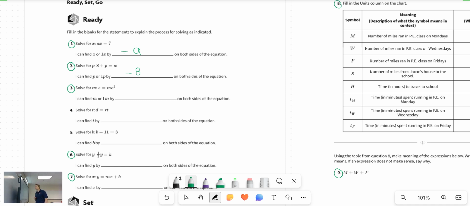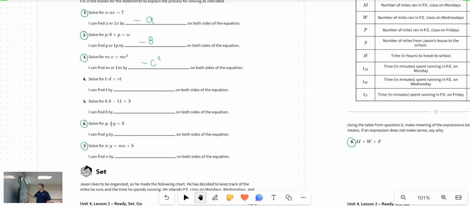Solve for m. E equals mc squared. Okay, so we can find m. So this is E equals m times c squared. To find just the m by itself, we would divide by c squared, right? Whatever c squared is, we just have to divide it on both sides, and we'll just be left with m. Also, E equals mc squared. That's a famous equation. If you know what it is, maybe write that on your paper too, because that's kind of cool, but we won't talk about it right now.